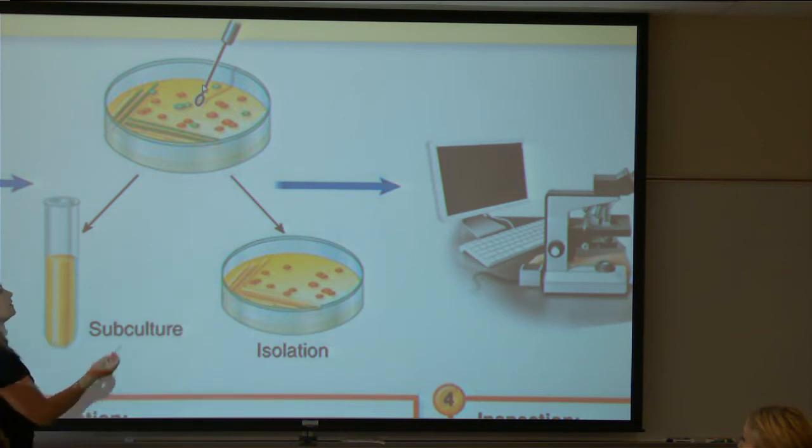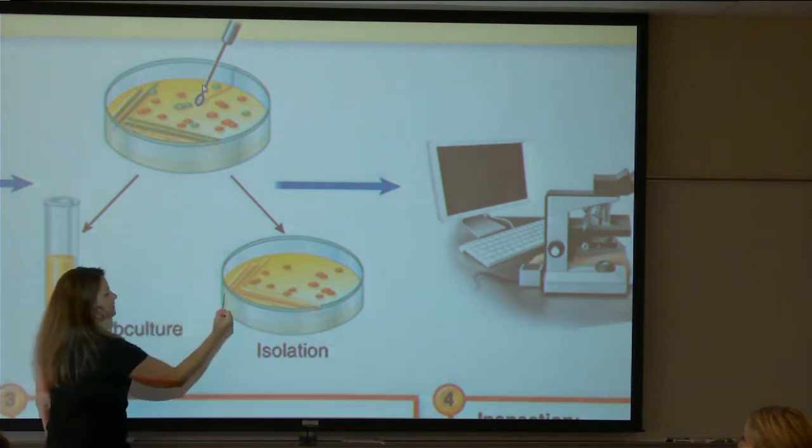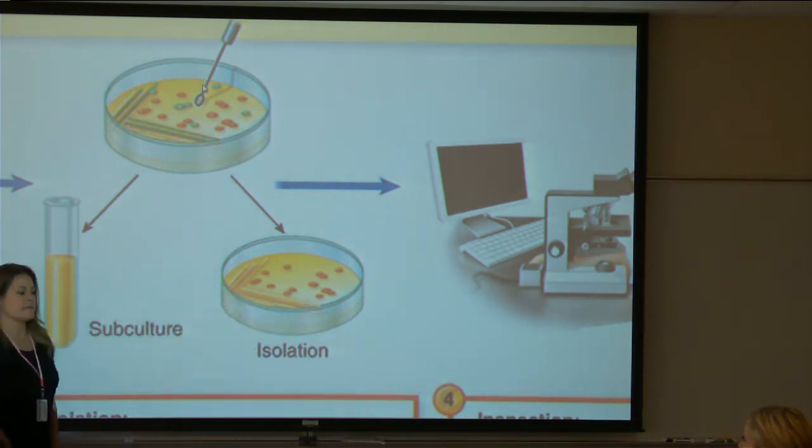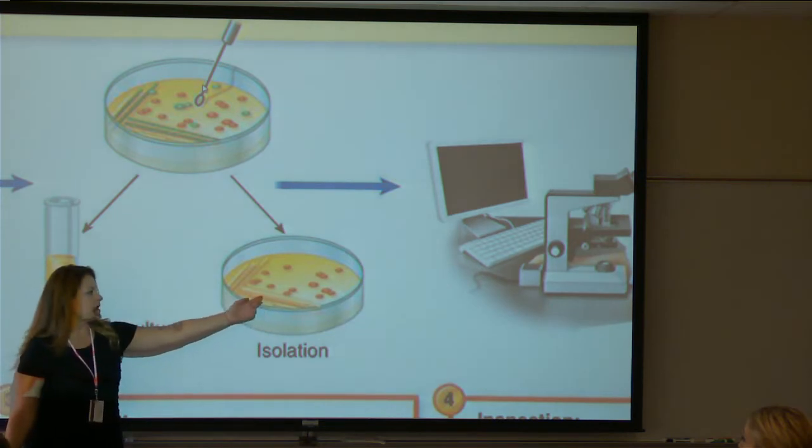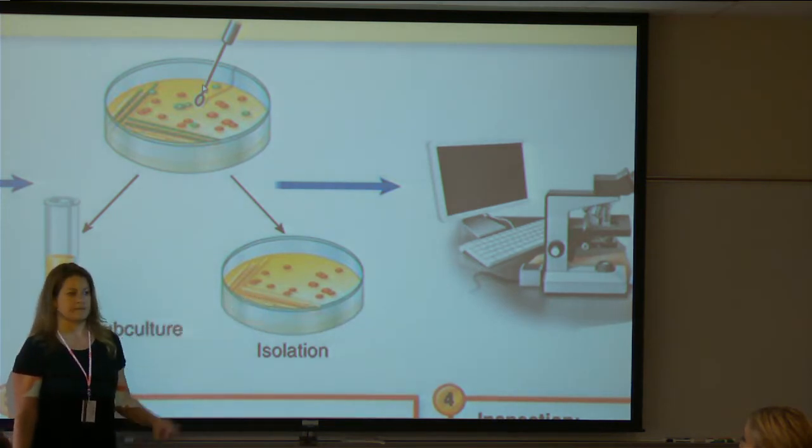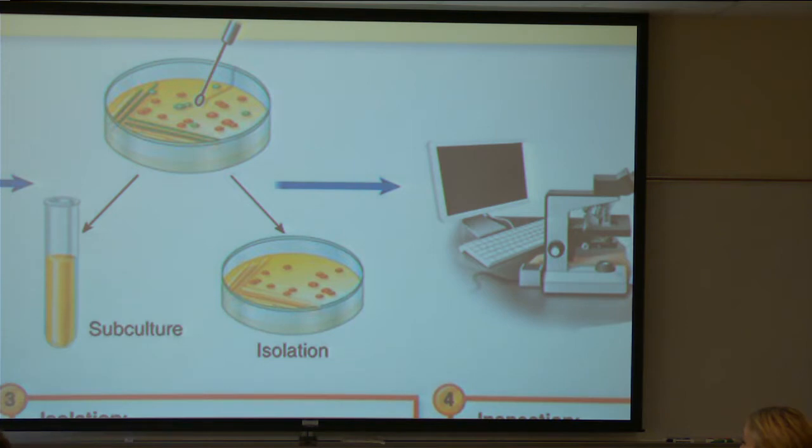So what you can do is grab just the red one and put it on this plate. So now, how many types of bacteria are here? Just one. What we did was take a mixed culture, and now we have what we would call a pure culture, which is just one type of bacteria.